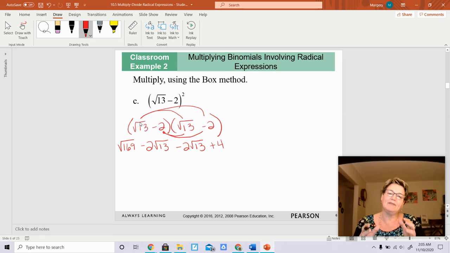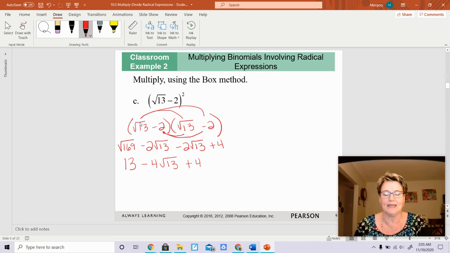Now remember, if they have like terms, combine them. The 2 terms in the middle are like terms. The square root of 169 is 13. This gives you a negative 4 square roots of 13. And then you have that positive 4 on the end. You combine like terms, what you can combine. So 13 plus 4 is 17 minus 4 square roots of 13.